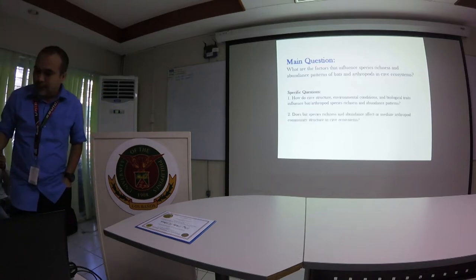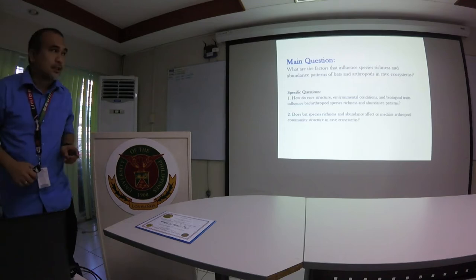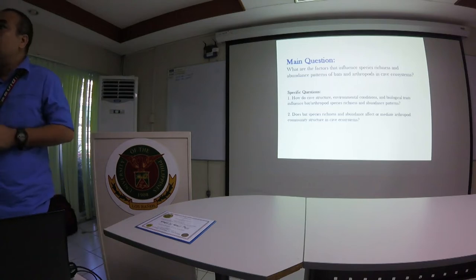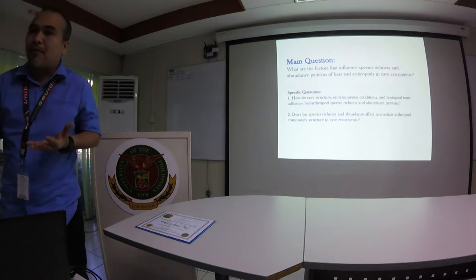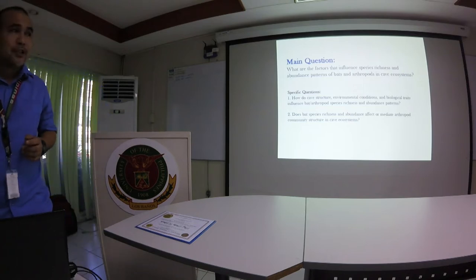And my second specific question is, does bat species richness and abundance affect or mediate, in turn, the abundance and species richness of arthropods themselves? Do bats perform a facilitating role in promoting or mitigating arthropod abundance and species richness?